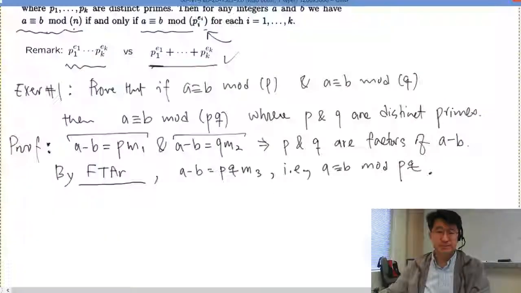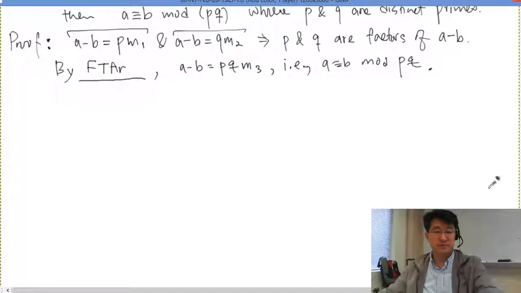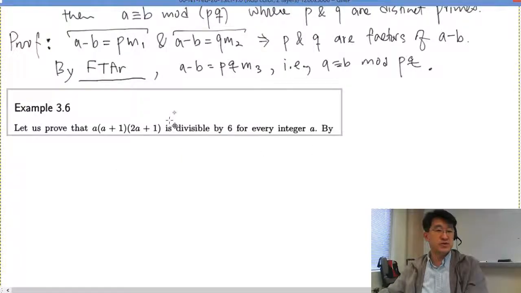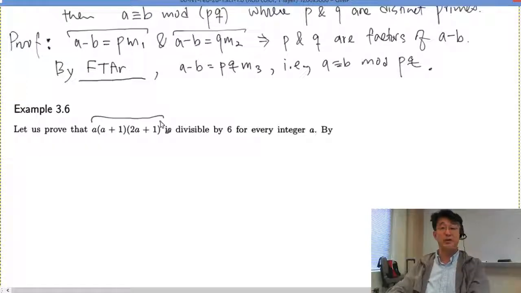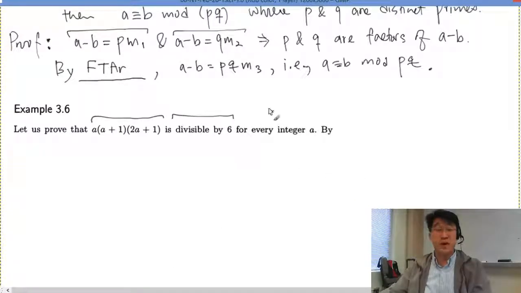All right, let's look at this neat problem. You're asked to now prove this thing in here, a degree 3 polynomial. Do you see that? A is an indeterminate or variable. A times (A plus 1) times (2A plus 1) is divisible by 6 for every integer A. You're asked to prove that.